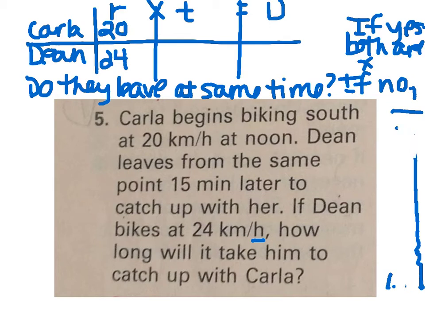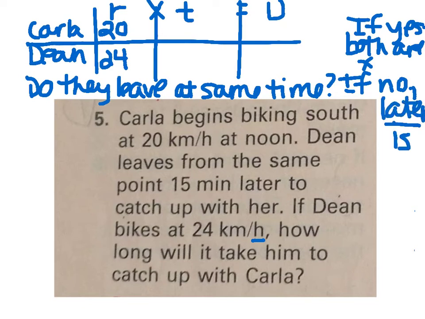I'm sorry. What I'm trying to show you is that the one who leaves early is going slower. The one who leaves later is going faster. To get to the same point, the one who leaves later is less time. Think of that, later. L is less time. So if Carla leaves at T, then Dean leaves 15 minutes later.